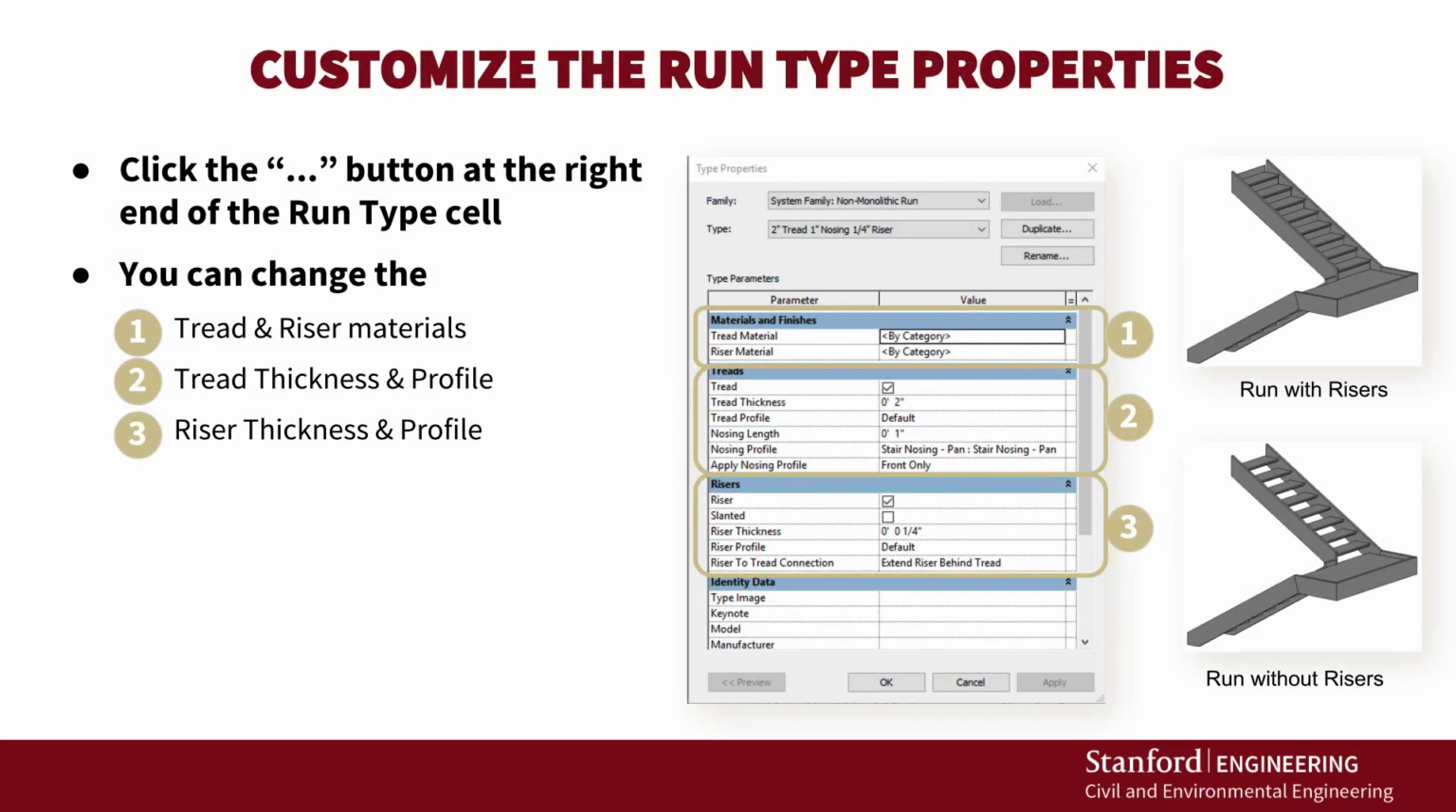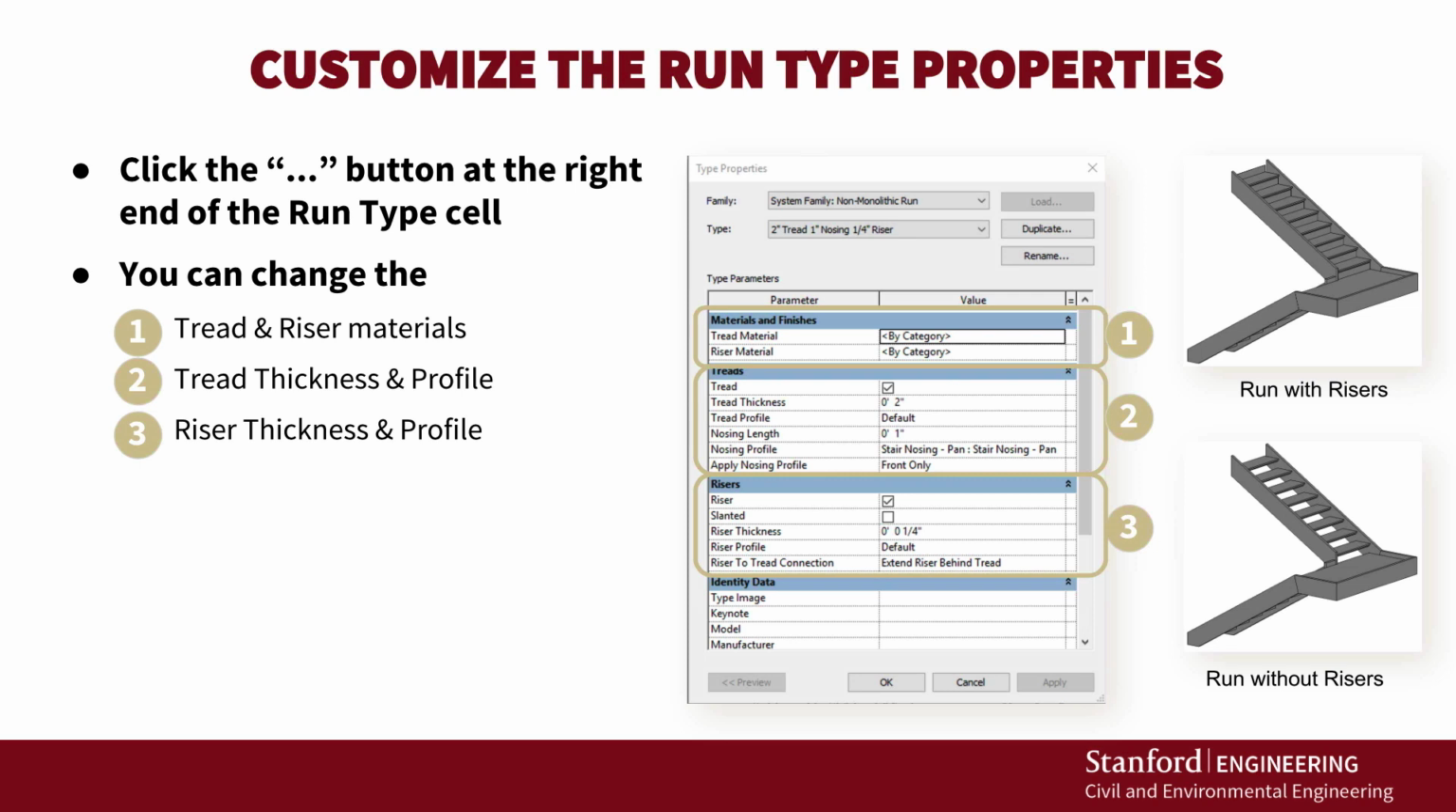Let's first look at how you can customize the run type properties. That's the properties of the runs themselves. To do that, you click the ... button that appears at the right end of the run type cell, and in the new dialog that opens, you'll be able to change the tread and the riser materials, either using the materials that are already defined for the category or choosing some new specific materials for your type. You can also change the tread thickness and the profile used for the tread elements. You can also change the riser thickness and the profile used for the riser.